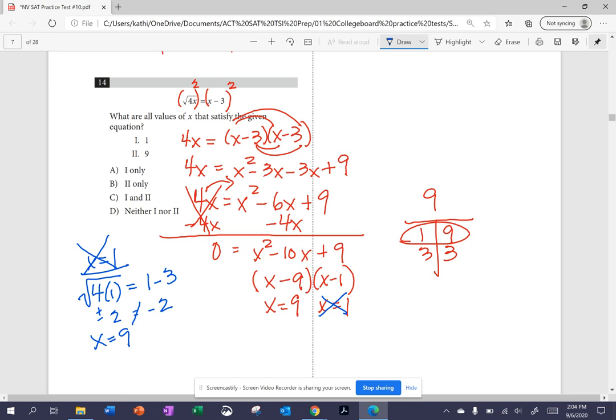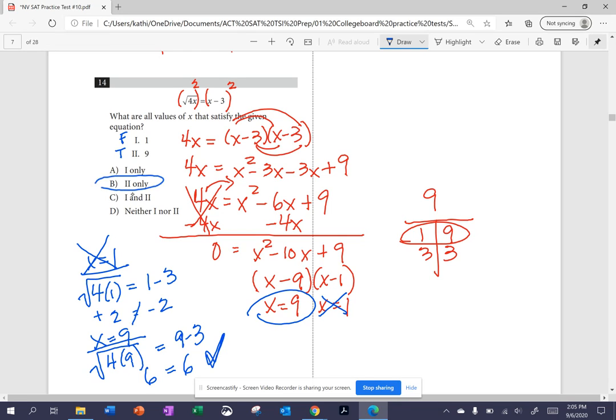And x equals 9. So this is going to be, oh, you know what? Never mind. I'm not going to take plus or minus. I'm going to just say plus 2 here. So at x equals 9, this is the square root of 4 times 9, and 9 minus 3. 9 times 4 is 36, so 6 equals 6. So this checks out. This one is okay. So number 1 is false. Number 2 is true. This is only 2.